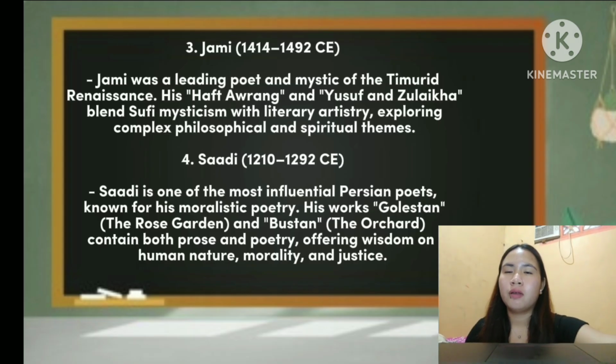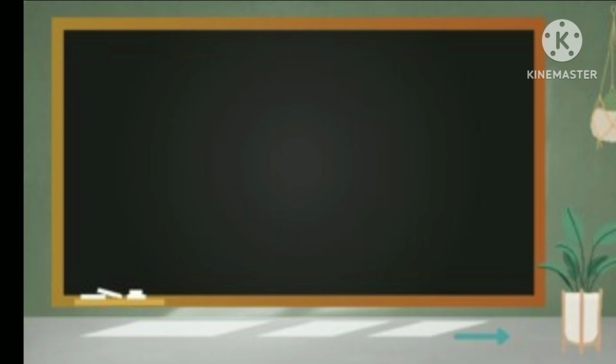Next, we have Saadi. Saadi is one of the most influential Persian poets, known for his moralistic poetry. His works Gulistan or the Rose Garden and Bustan or the Orchard contain both prose and poetry. It offers wisdom on human nature, morality, and justice.